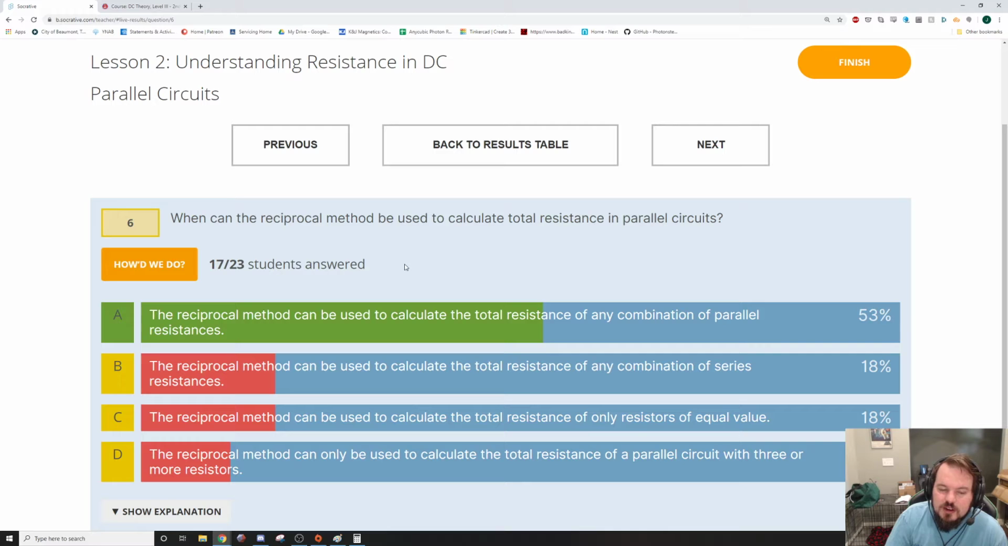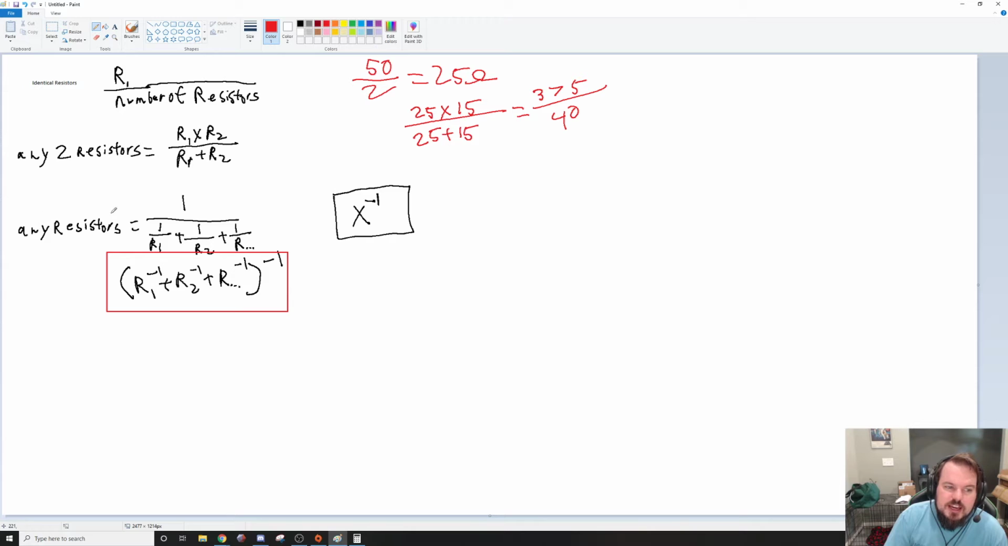The reciprocal method can always be used for any combination of parallel resistances. So whether they're, going back here, any resistors, as long as they're parallel, you can use the reciprocal method to find their total.